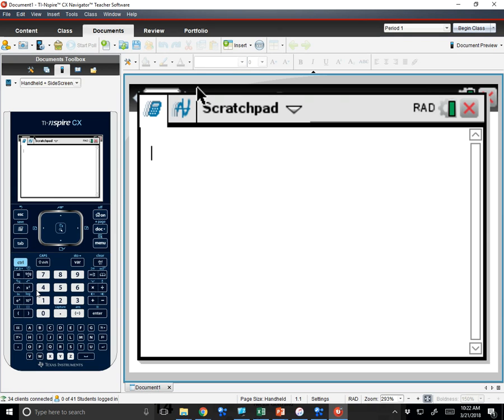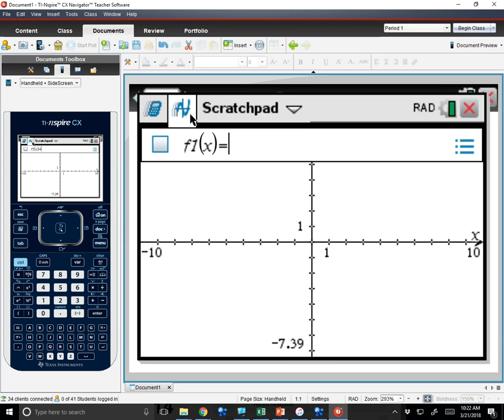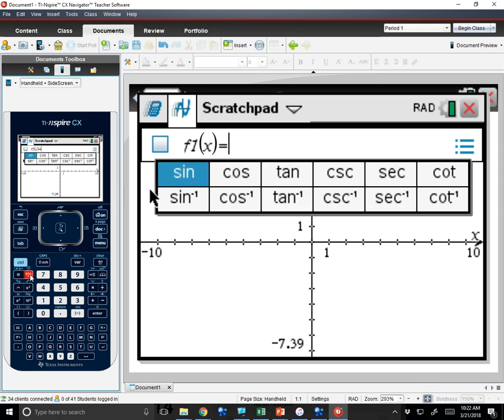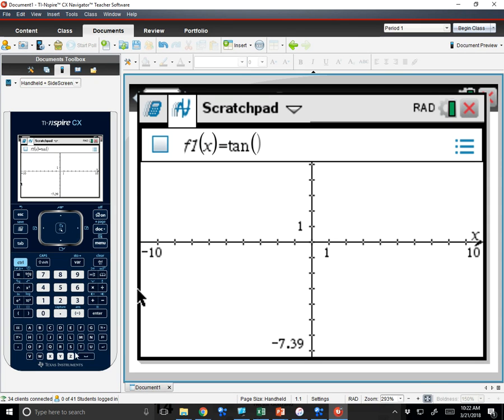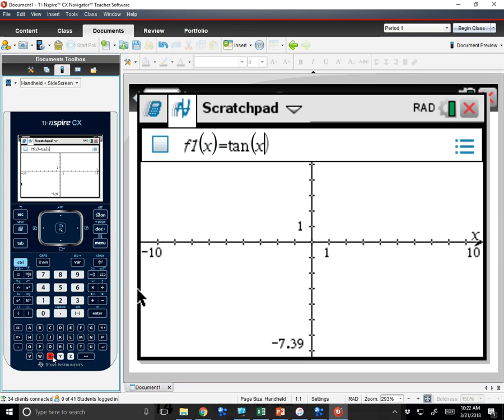Unfortunately, we see the tangent graph, but that's okay. We're going to see it in the calculator bar anyways. So, go to your graph, and I want you to type in tangent of x. That should be on the calculator. Alright, so tangent of x and hit enter.